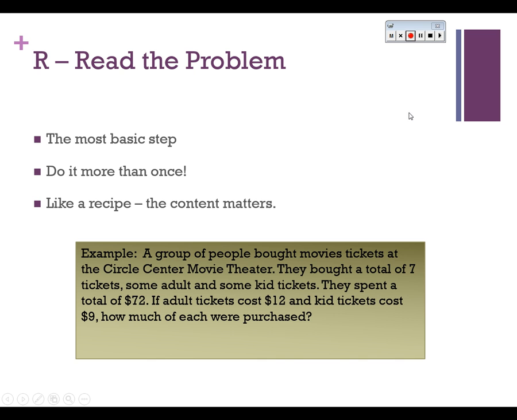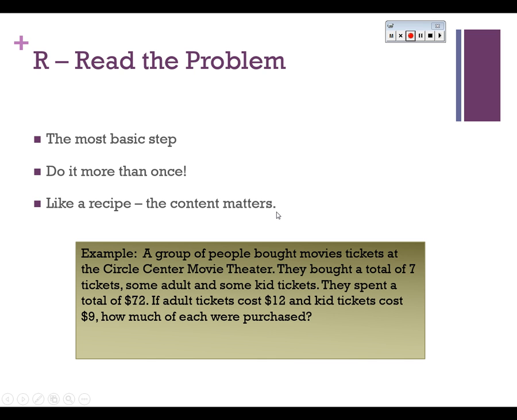Okay, now below in that first box, you'll see a large capital R. R represents, remember this is RULES, R-U-L-E-S, the R represents read the problem. Okay, it's obviously the most basic step. You have to do it. You really need to read it more than once. Even I have to read problems more than once most times. Okay, because the first time you kind of read through it and you didn't really get much of what it said. You have to look back at it and kind of zone in on what's important. Okay, and it's like a recipe, the content matters.